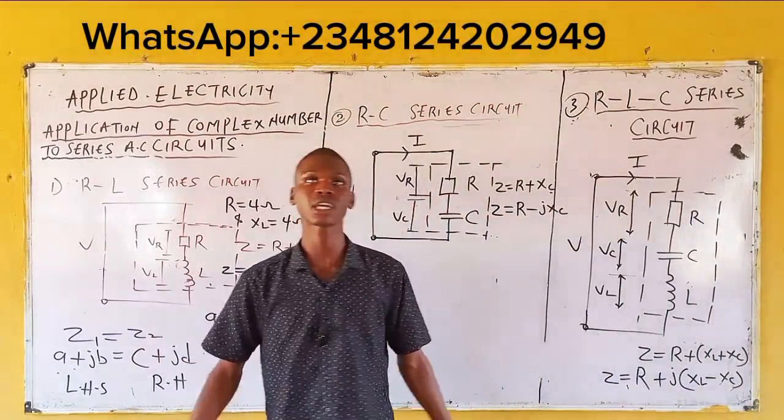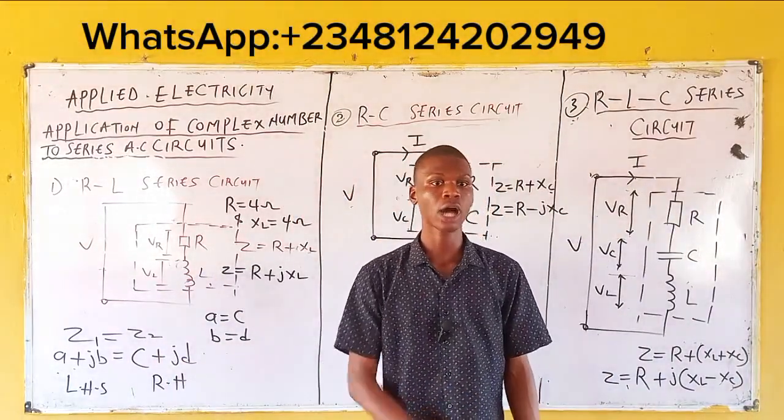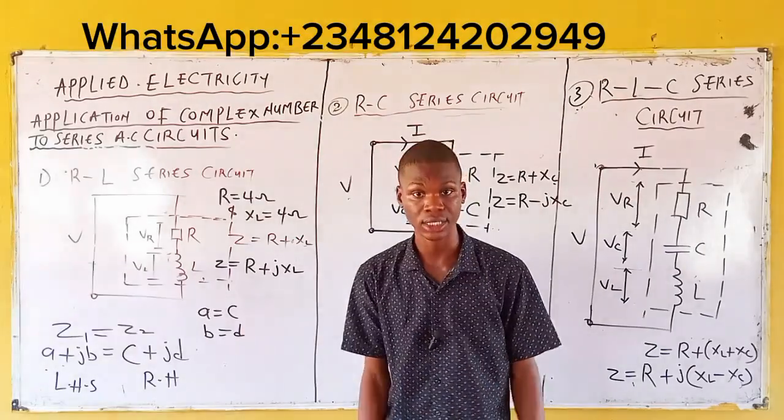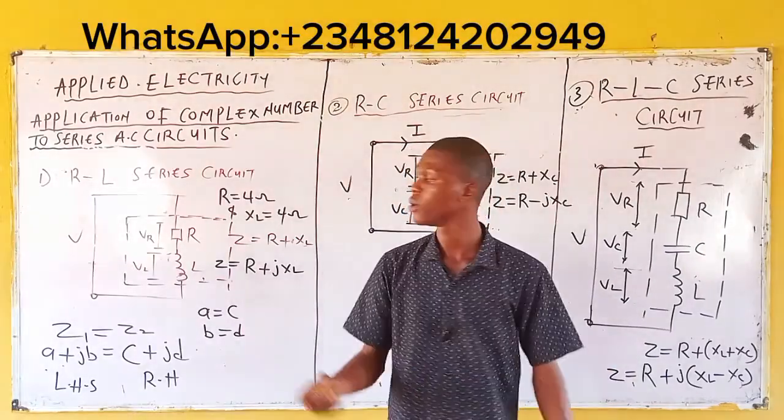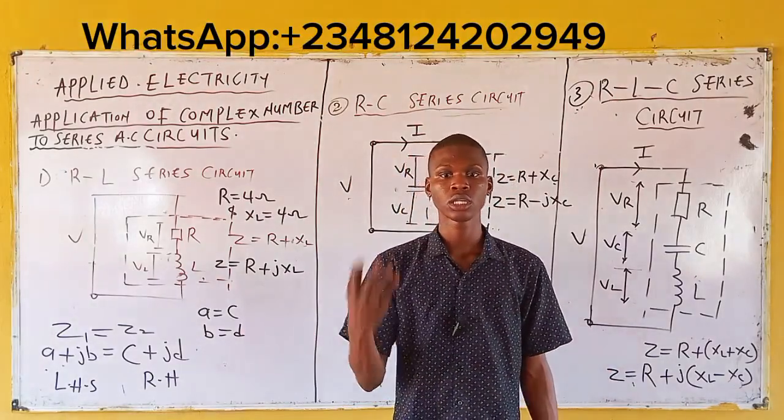This is just impedance. For an AC circuit, we have different parameters, and one of these parameters is impedance, which we look at. Now, the next one is what?